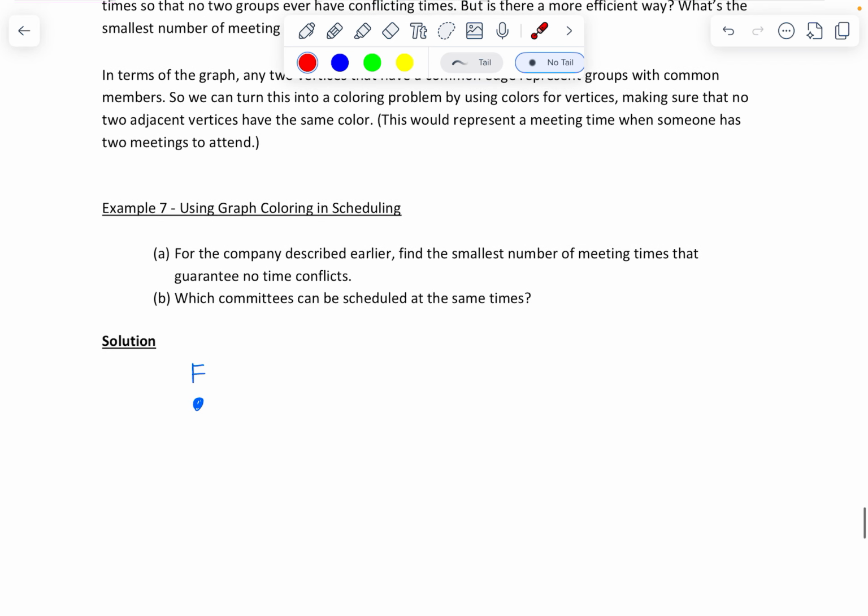So we'll do red. Sorry, let's go over here. This is red. Okay. And green. All right. So let's go ahead and connect those. All right.